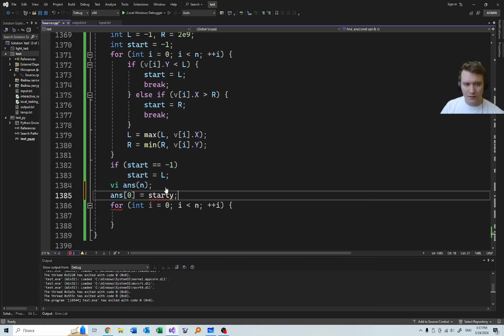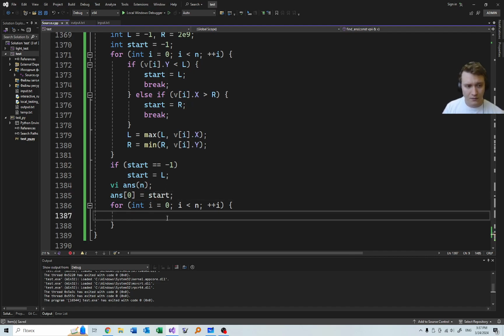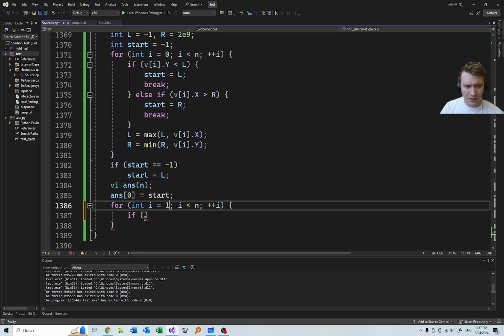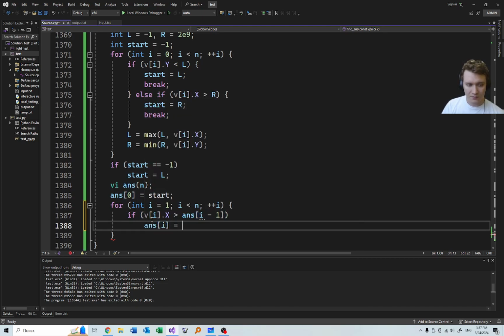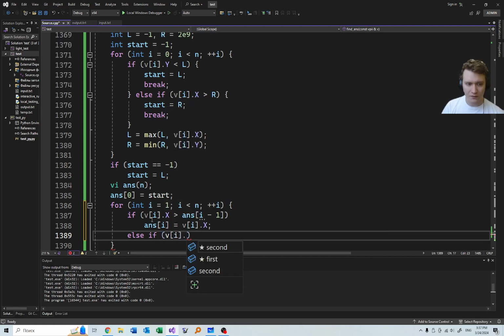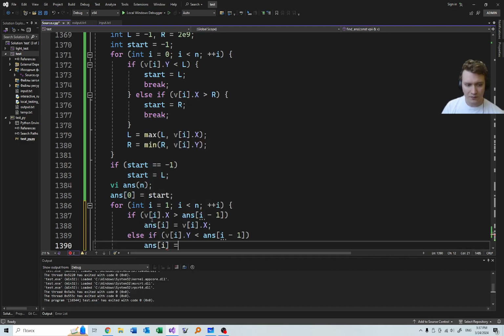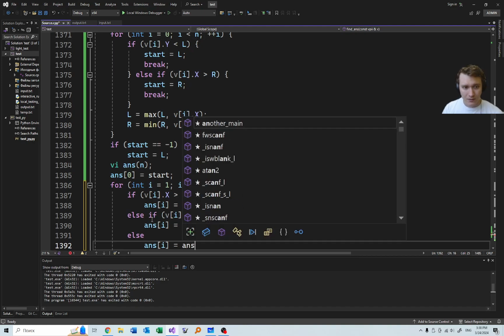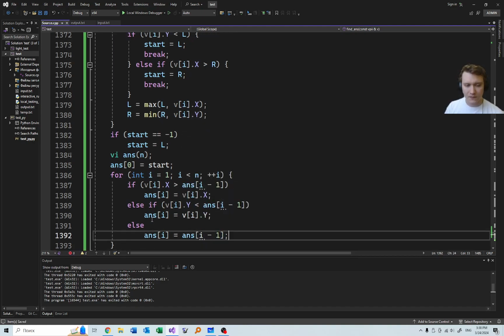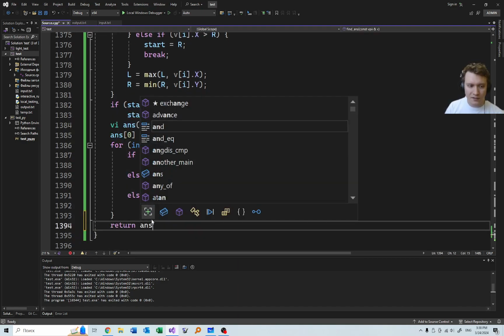Answer 0 is start. So the greedy algorithm is straightforward. If vi.x is greater than ans[i-1], then ans[i] equals vi.x. Else if vi.y is less than ans[i-1], then we have to jump to vi.y. Else we jump to the previous point. This is already an optimal answer, however, it is not lexicographically smaller.